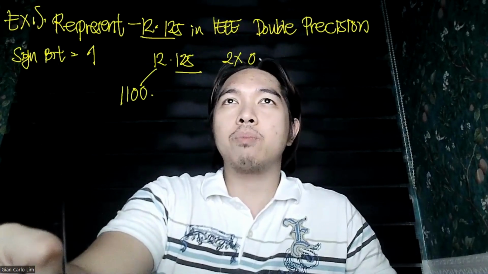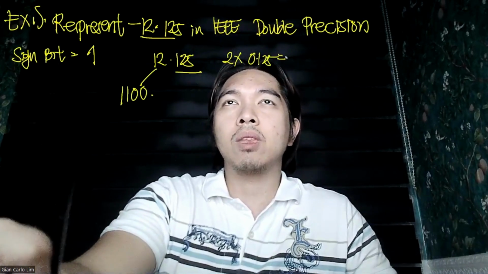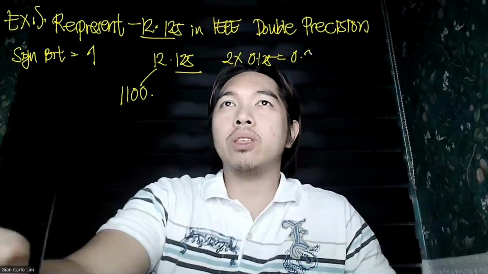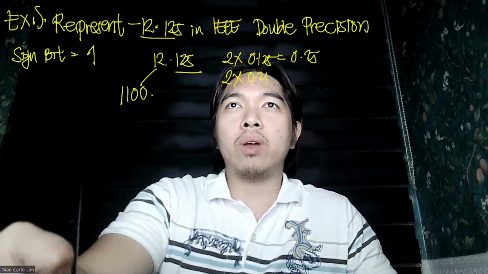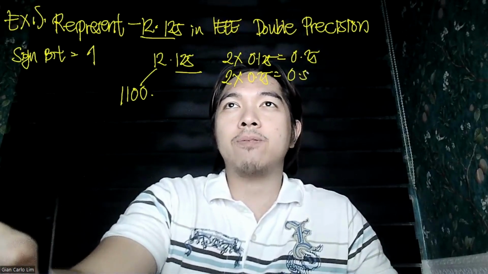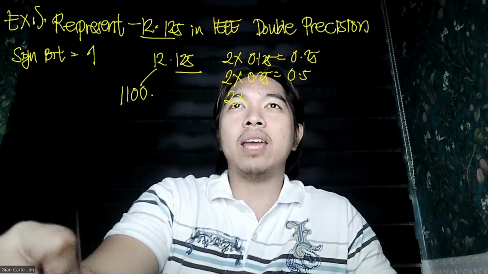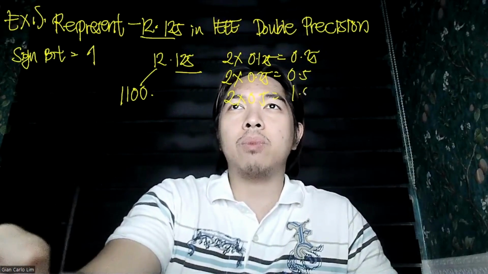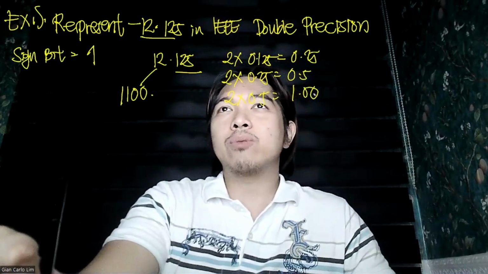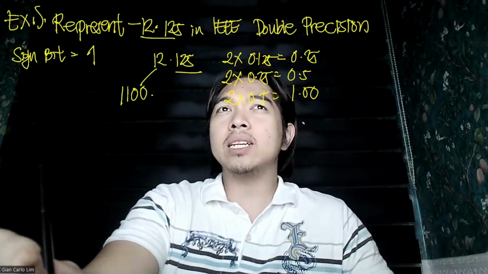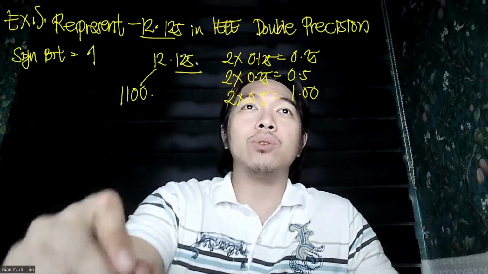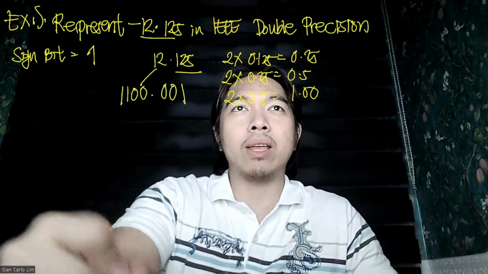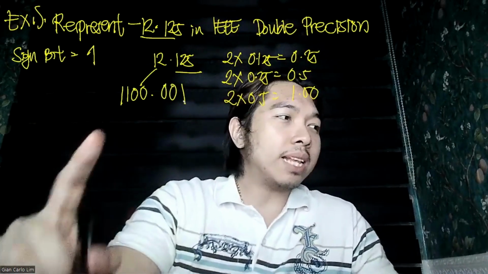So 2 times 0.125 is 0.25. And then 2 times 0.25 is 0.5. And then 2 times 0.5 is equal to 1.00. And then that would mean, tuloy-tuloy na 0 to. And this would mean na ito ay isang exact value. So, that would be 001. Okay. So, nakuha na natin yung value niyan.